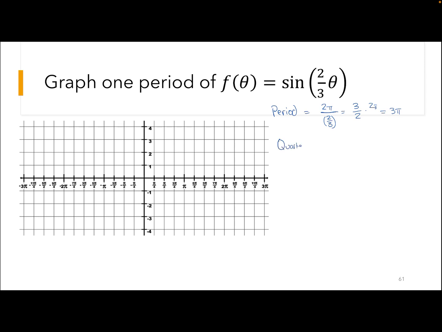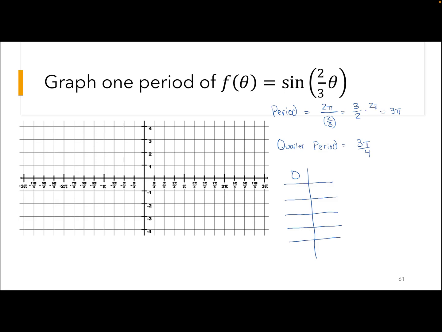Our quarter period is just going to be that 3 pi value divided by 4. So now, because we don't have a horizontal shift applied to the graph, our first value in our table is going to be 0. So we're going to have 0. We get some other value. So it's 3, 4, 5. We'll make a table out of this.